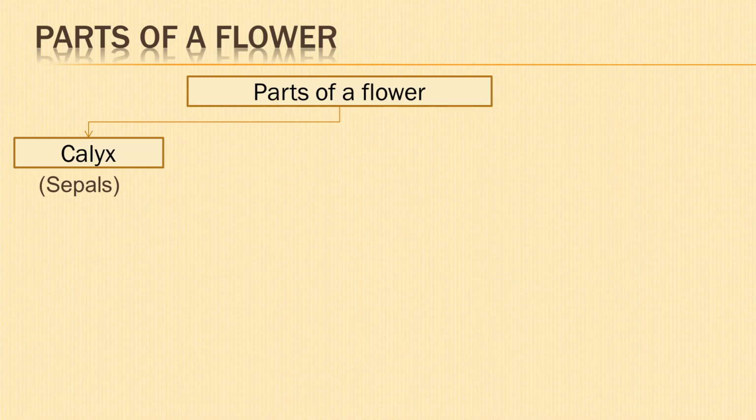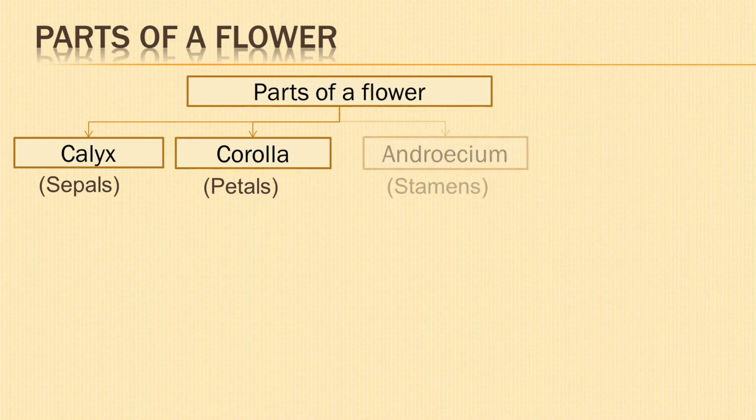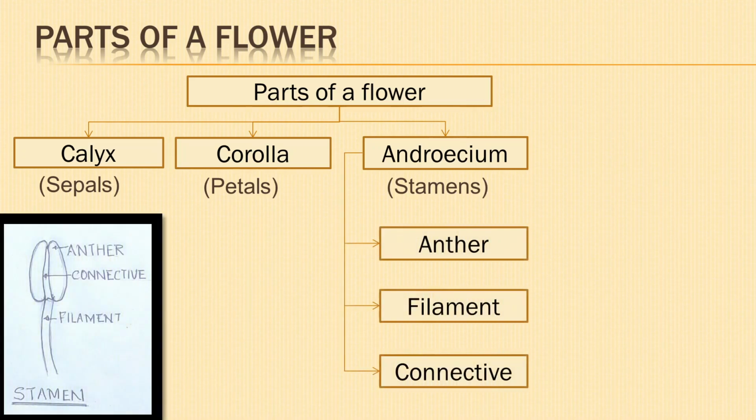The outer calyx consists of sepals. The corolla consists of petals. The androecium consists of group of stamens. The androecium or male part of the flower comprises of the stamens. Each stamen is made of three parts: anther, filament, and connective. The anther bears pollen sacs which produce pollen grains.